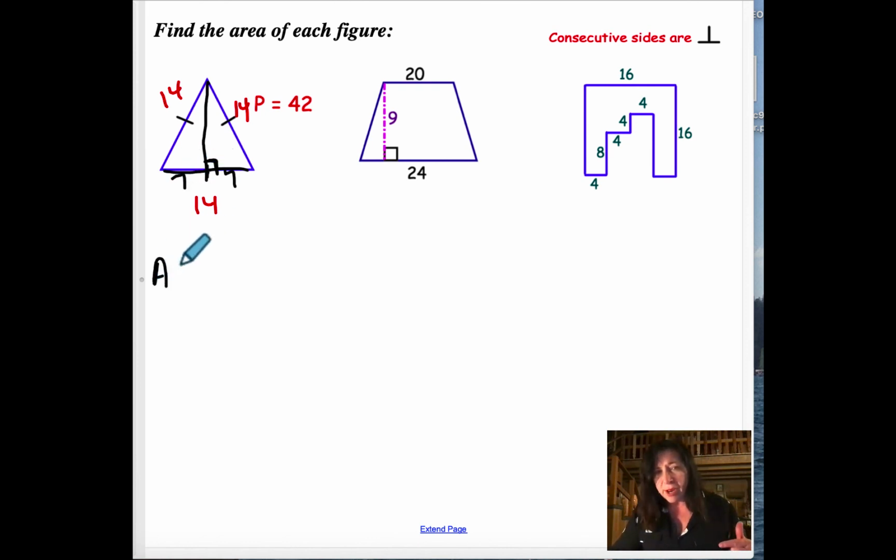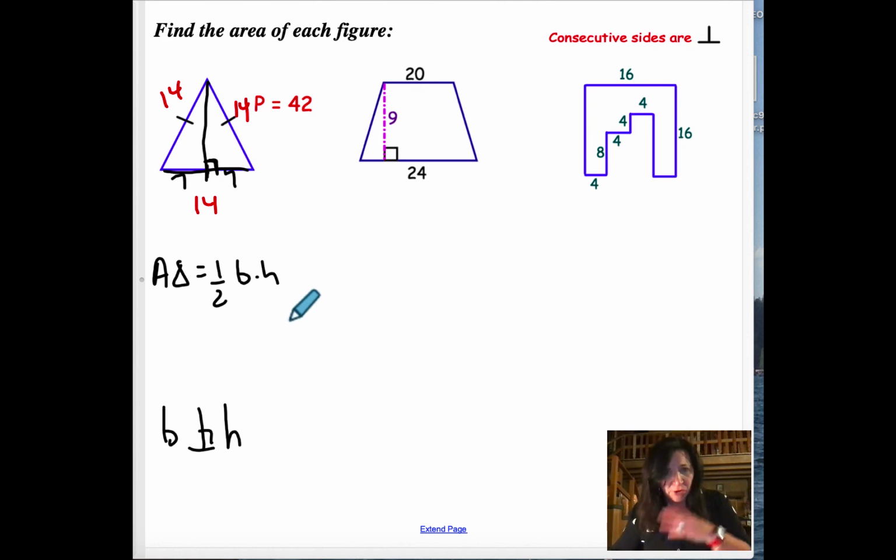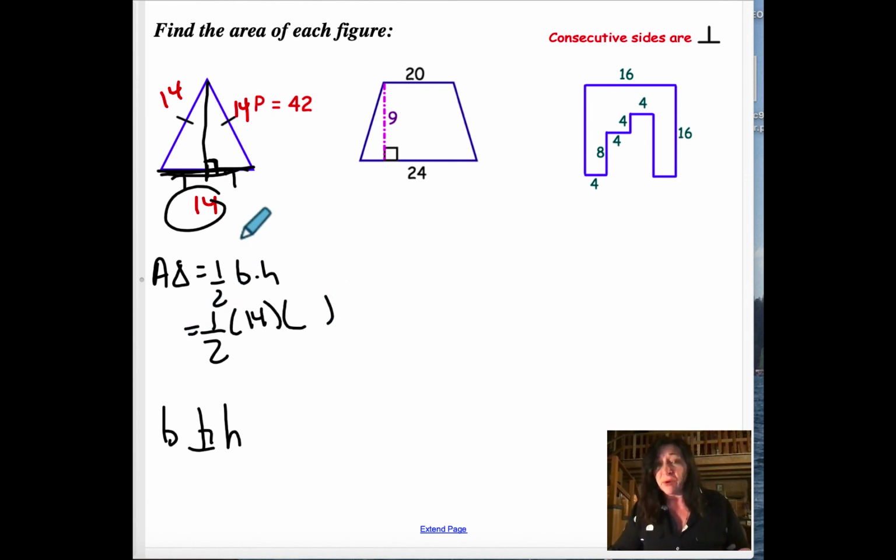The area of a triangle is equal to 1/2 base times height, but you do need to remember that the base has to be perpendicular to the height. You just can't pick any number to be the height. It's got to be perpendicular. So my base, which is not 7, right? My base is 14. So it'd be 1/2 the base, which is 14, times the height to find the area. So now we just need to find this height.